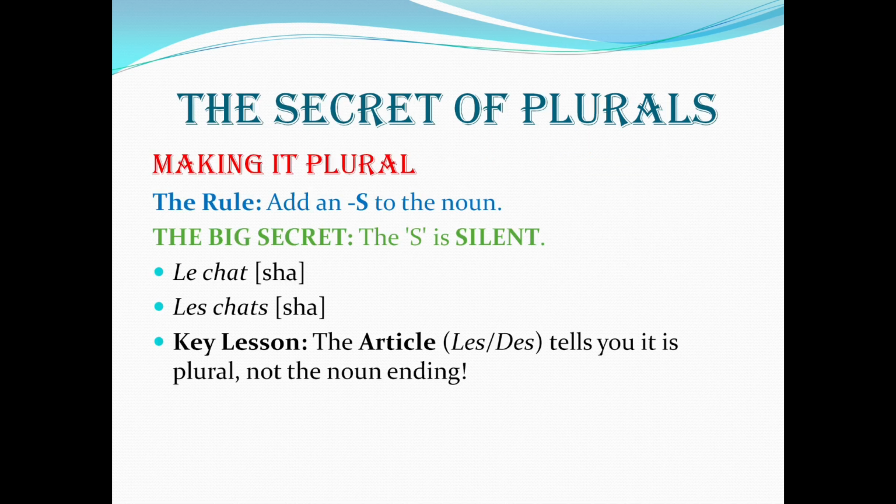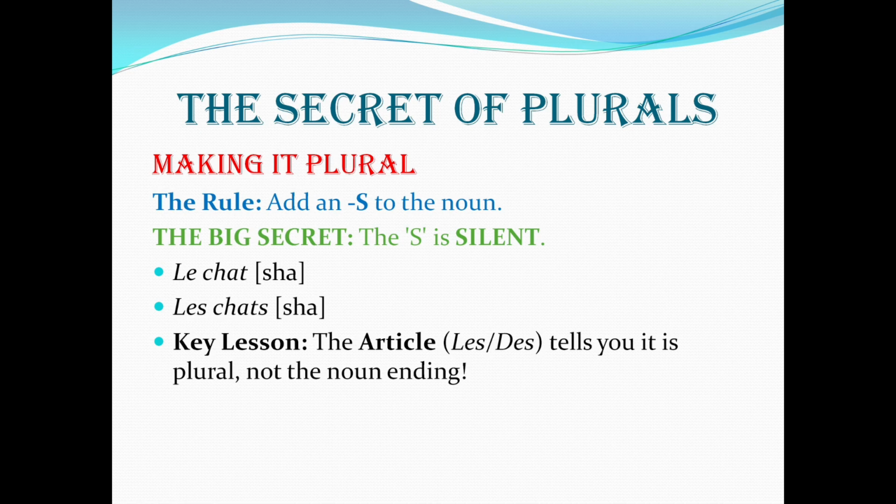This is the part that confuses everyone. To make a word plural in French, you add an S. Easy, right? Just like English. But, and this is a big but, in French we don't pronounce that S. So le chat, the cat, is pronounced sha. But les chats, the plural cats, is also pronounced sha. So there is no difference between the two. So how do you know if I'm talking about one cat or 10 cats? You have to listen to the article, le versus les. This is why the article is the most important part of the word.